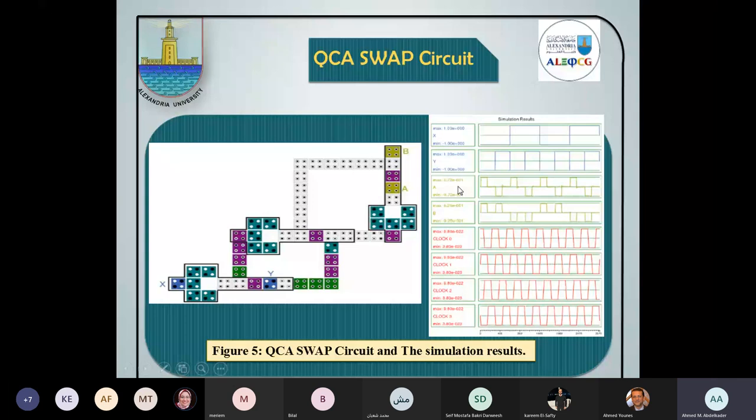A takes the value of Y and B takes the value of X, but there are two clock cycle delays. Then the correct output starts from clock cycle 3. The QCA design for the swap circuit consists of 55 cells.